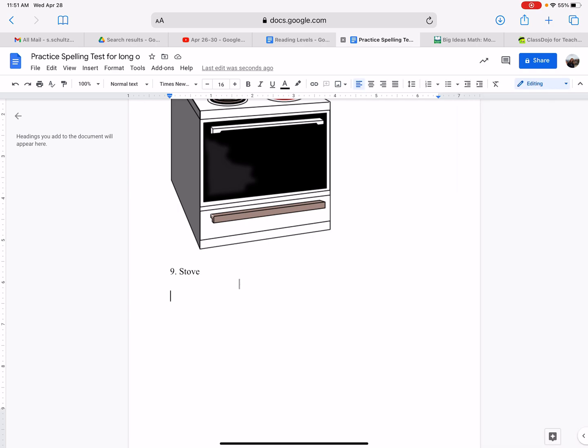Robe. Now, what letter sounds like someone's mad? It's going to be the R. O. It's going to be O. B, as in boy or bumblebee.